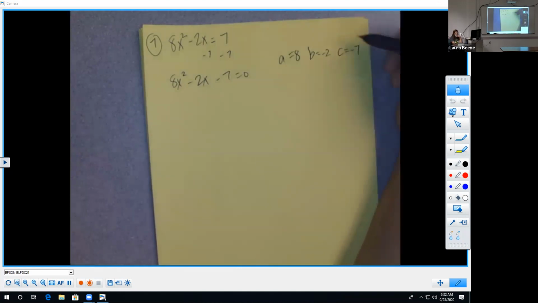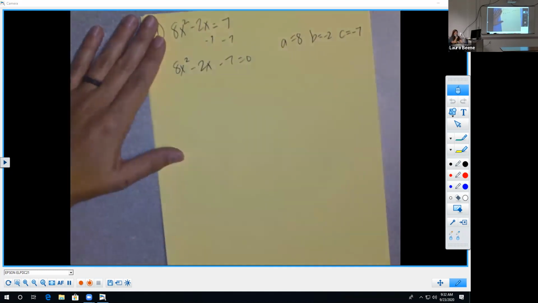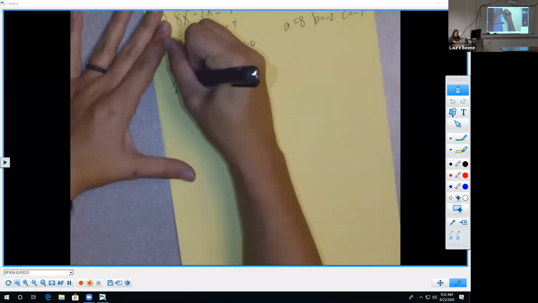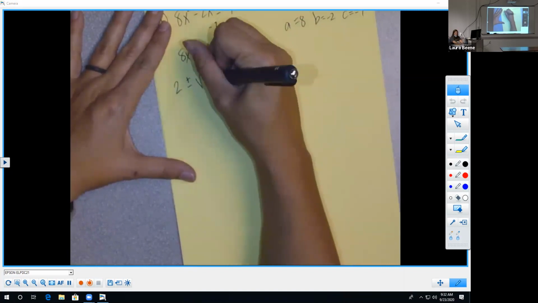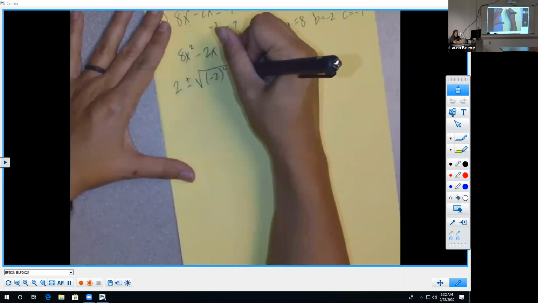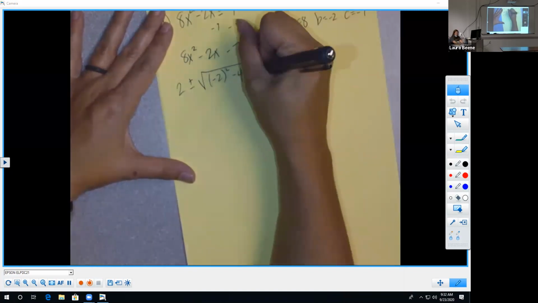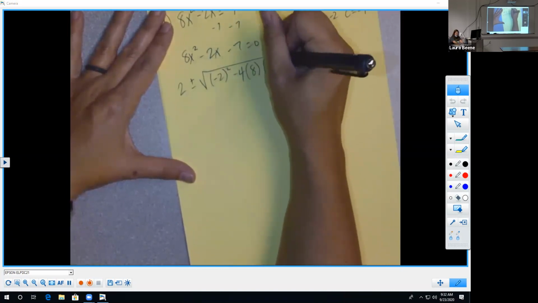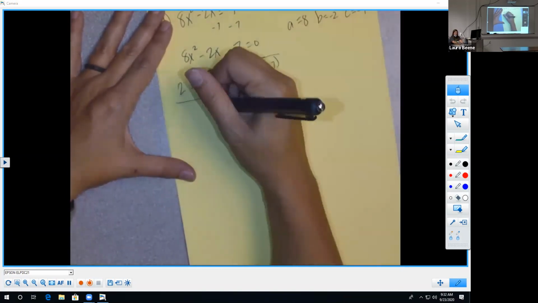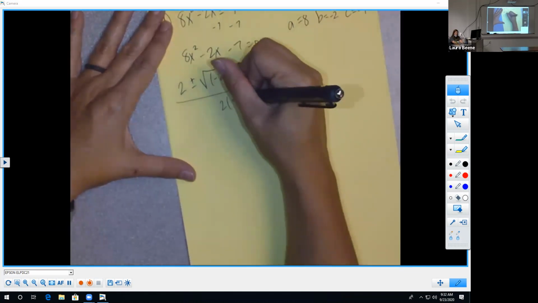It actually doesn't factor. When you do 8 times negative 7, you get negative 56, and we can't get the number 2 out of that. So the quadratic formula is your only option here. When I plug it in, it's going to be negative b, which is 2, plus or minus the square root of negative 2 squared minus 4 times 8 times negative 7, all divided by 2 times your a value of 8.